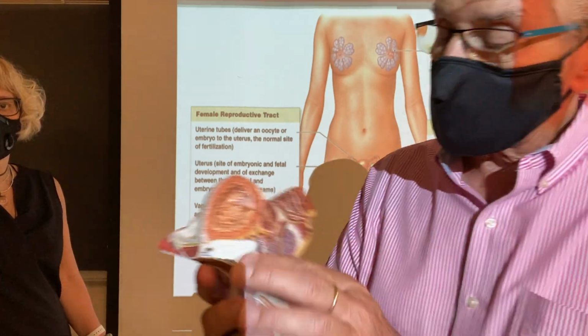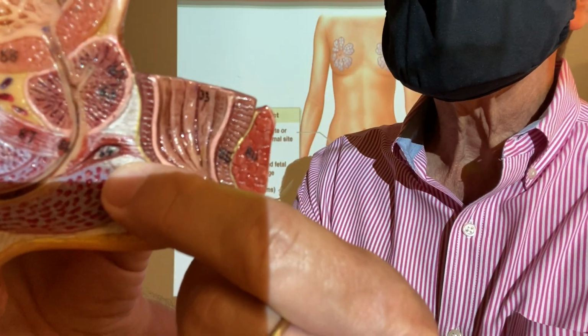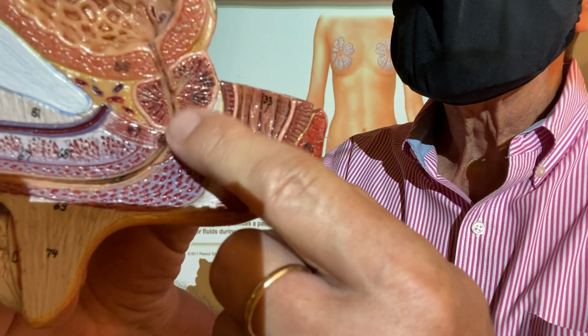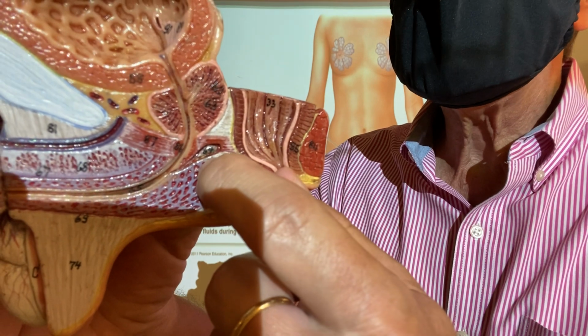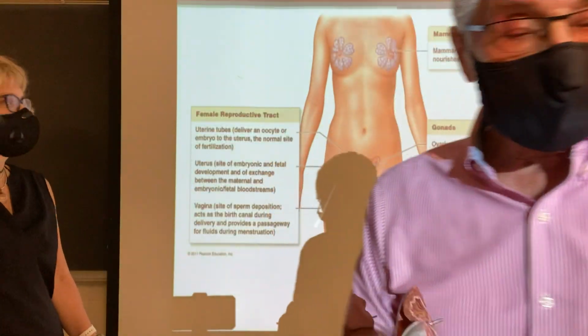On this particular section, they give us this tiny, I'm bringing this really close, right over here, okay? Representation of a bulbourethral or Cowper's gland, okay?